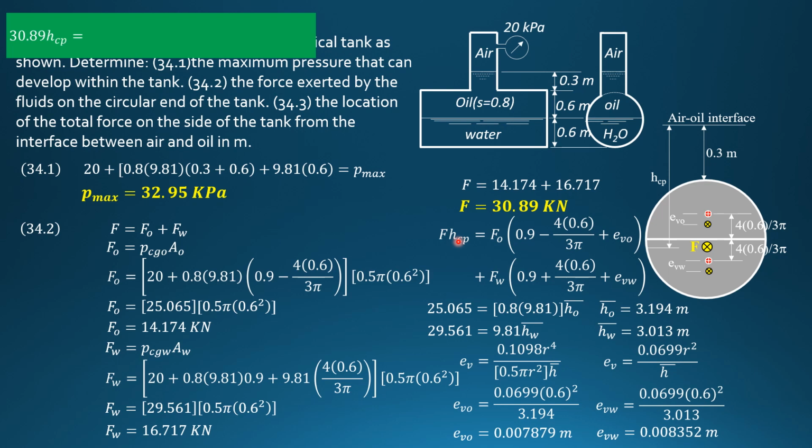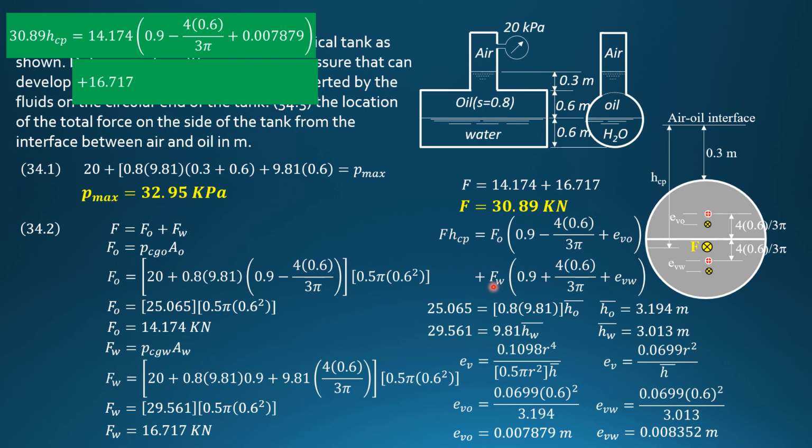Then substitute in our working equation. So 30.89 times e sub Cp equals 14.174, quantity 0.9 minus 4 times 0.6 over 3 pi plus EVO, which is 0.007879. Then plus F water 16.717 times quantity 0.9 plus 4 times 0.6 over 3 pi plus E sub VW, which is 0.008352. So using your calculator there, we can now compute e sub Cp equal to 0.9291 meters.